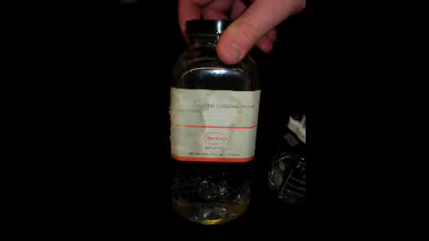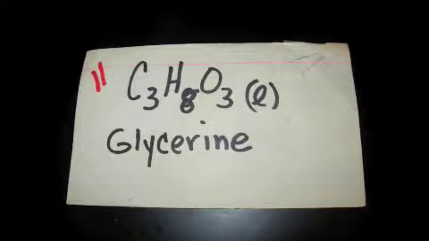The next sample is glycerin, with a molecular formula of 3 atoms of carbon, 8 atoms of hydrogen, and 3 atoms of oxygen, in liquid form. As you can see, carbon, hydrogen, nor oxygen are metals.